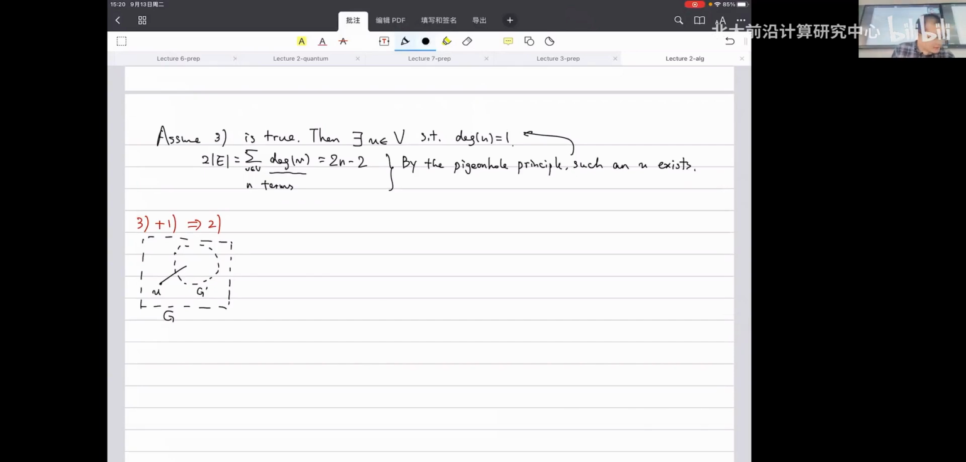Continuing with the discussion, let's assume both 3 and 1 are true. After removing u here, we consider the graph G prime. The graph G prime has a vertex set V prime, which is V with the vertex u taken out, and also an edge set E prime, where we take out a specific edge uv. There should be a v here.